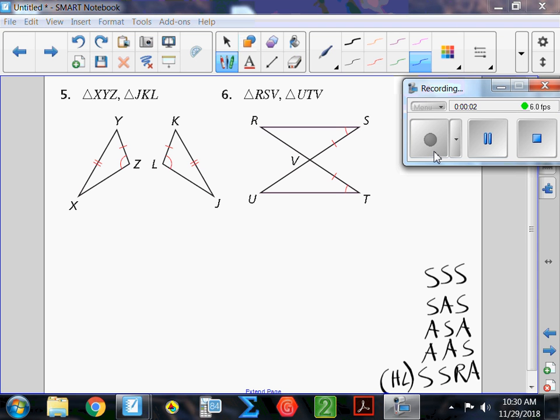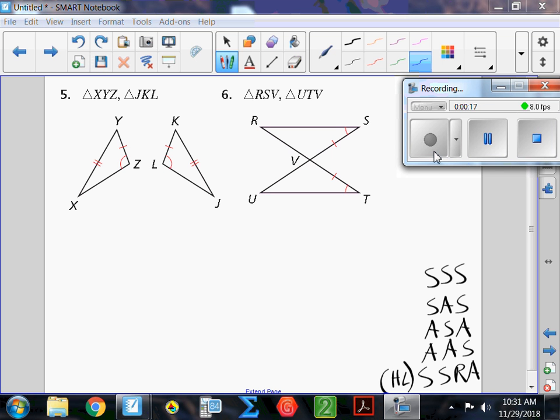These are problems 5 and 6 from page 274 on the Target 5 and 6 homework assignment. The directions say to prove the triangles are congruent, state the theorem you would use. Determine if you have enough information to prove the triangles are congruent.